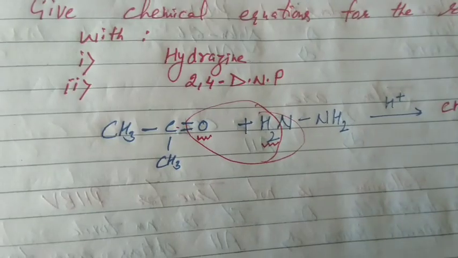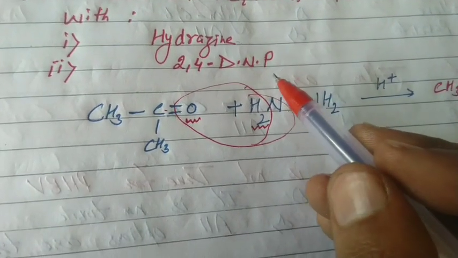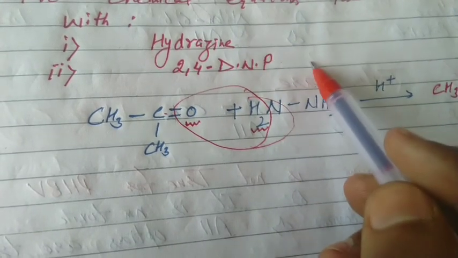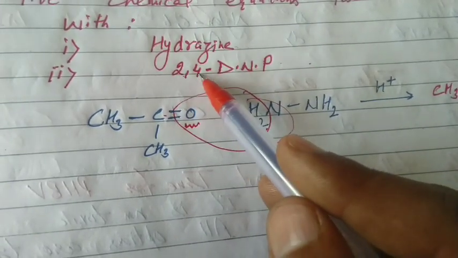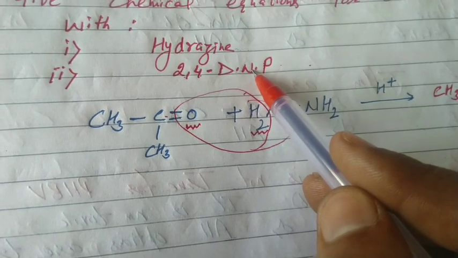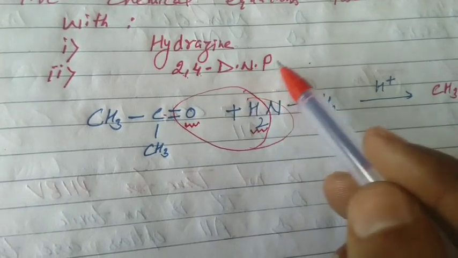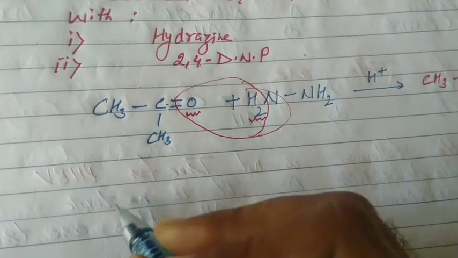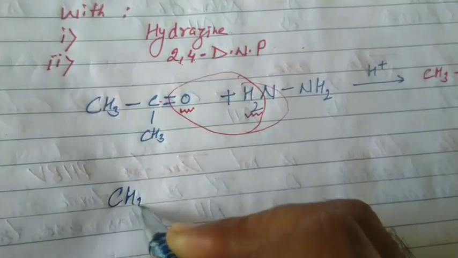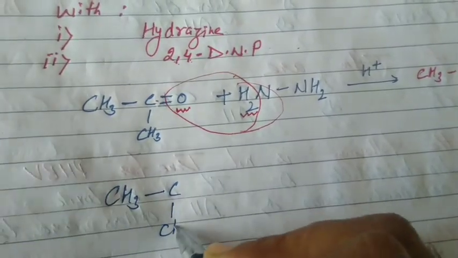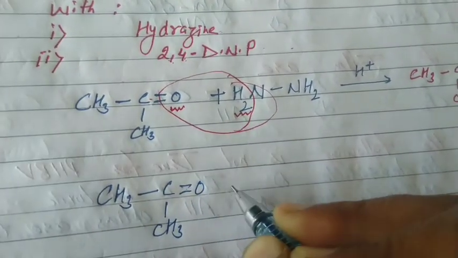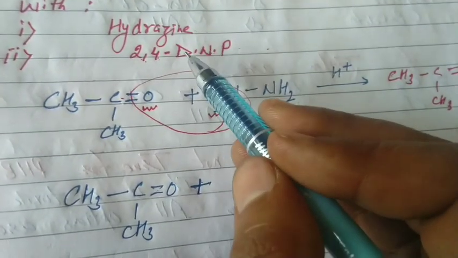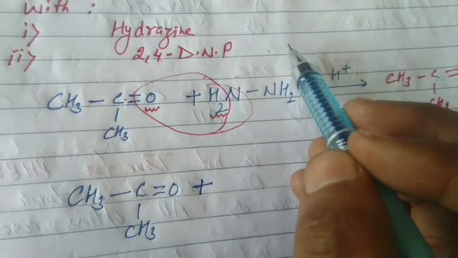Now second, it is new for you, 2,4-DNP. It is 2,4-dinitrophenylhydrazine. Please write the full form. 2,4 are the positions occupied by nitro groups. We have to write the chemistry of acetone with 2,4-DNP. Now acetone, it is clear to you. CH3COCH3, propanone with 2,4-DNP. 2,4 are the positions occupied by nitro groups. Two times means dinitrophenylhydrazine. It is its full form.